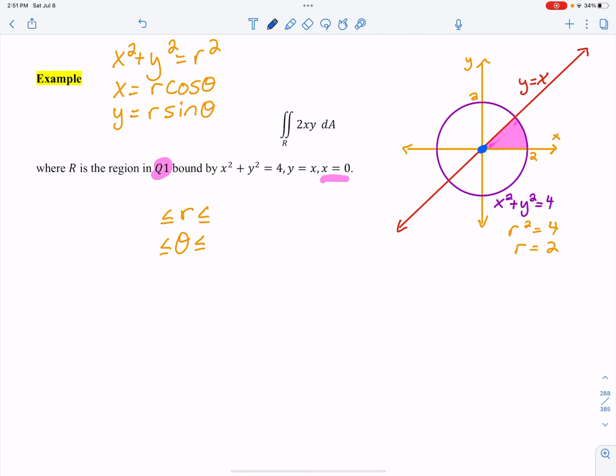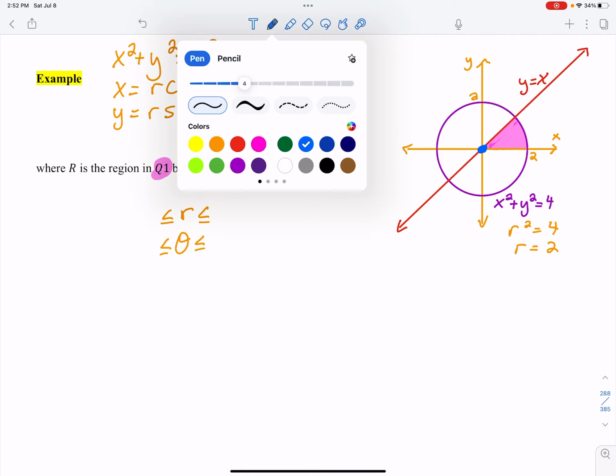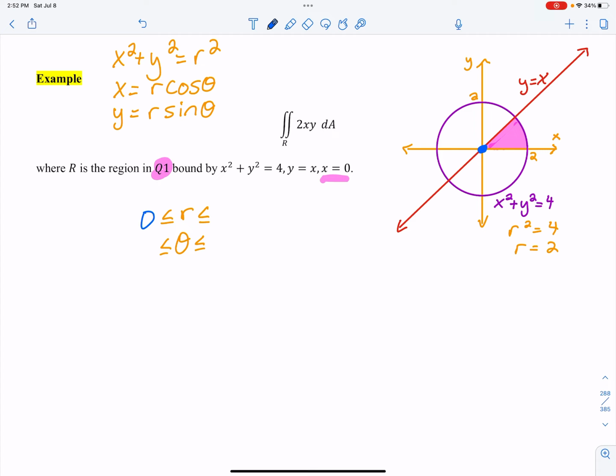R is, if the region touches the point at the origin, the region does. We always start r at 0. So 0, and then we go out into the region, and whatever we reach first is the outer boundary, or like if it's variable, we'll have to change it. But in this case, r is 2 the whole time.